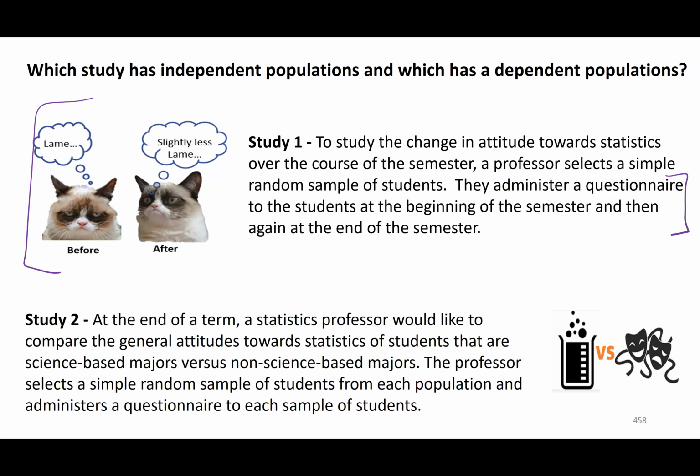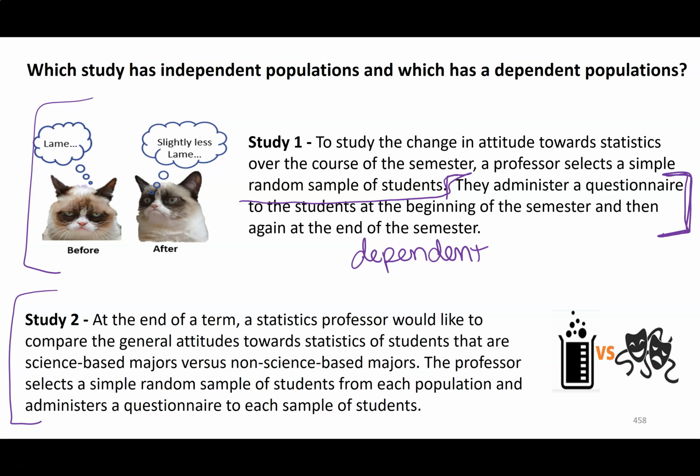So the key here, yes, they have before and after. However, it's the same students doing it. So how student 1 answers the first questionnaire is probably related to how they answer at the end of the term. So these are dependent. This is a classic before and after.